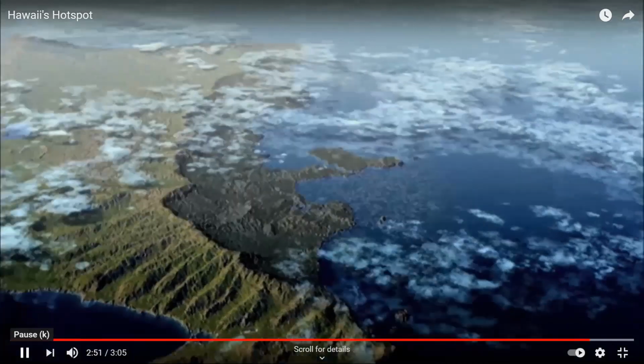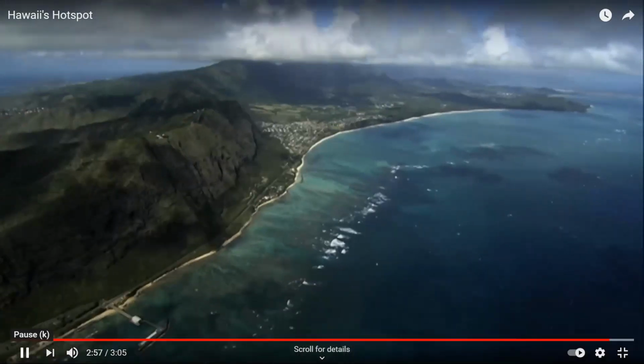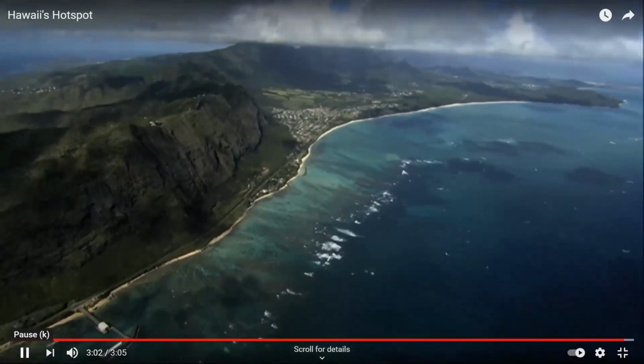See how those rocks went into the ocean? That's why Oahu has an unusual shape. The rock slide really has taken a bite out of the island.